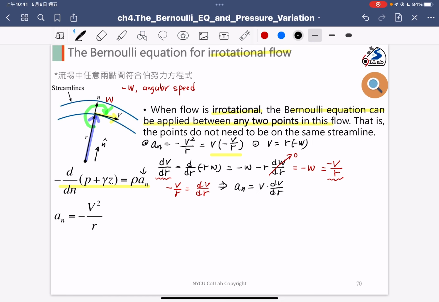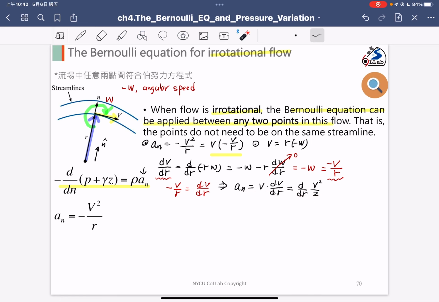The an will equal v multiplied by dv dr. Then we can do the integration, so there will be the dv dr, 2 over v squared. Because we take the integration, we integrate v with r, so we can put the v inside and replace the v dv dr with d over dr of v squared over 2. This is our final acceleration along the normal component.